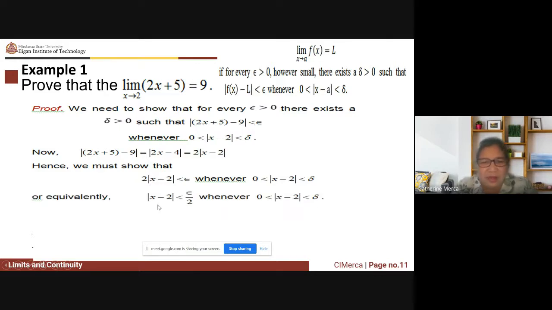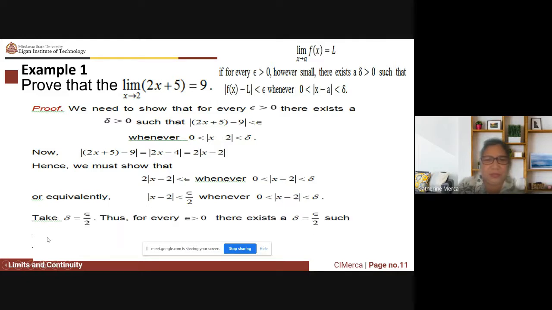And from there, you can divide this by 2 para x minus 2 na lang on one side. So, absolute value of x minus 2 is less than epsilon over 2. Divide by 2 on this, divide by 2 on this, so you have this one. So, whenever 0 is less than absolute value of x minus 2 less than delta, you take delta to be equal to your epsilon over 2. Thus, for every epsilon greater than 0, there exists a delta, which is equal to epsilon over 2.